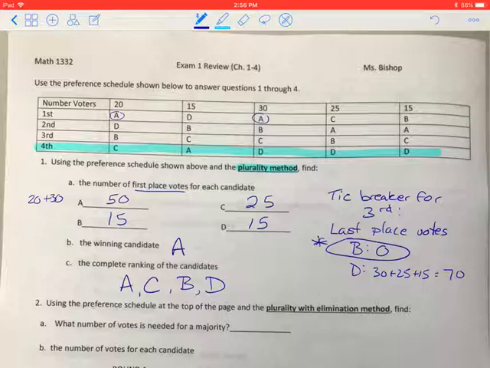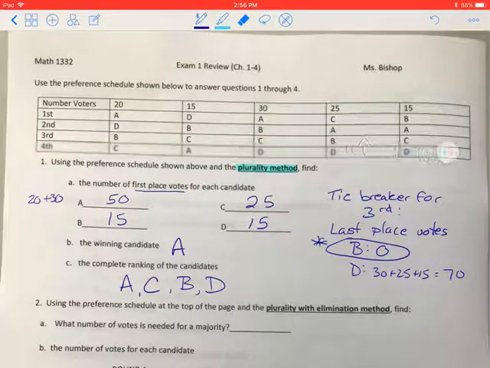All right, so now we're going to use the same preference schedule. Let me see if I can erase all this stuff I wrote on here. All right, and this time we're going to do plurality with elimination. So remember, for this one, we have to have a majority. So the first thing you're asked to do is calculate a majority.